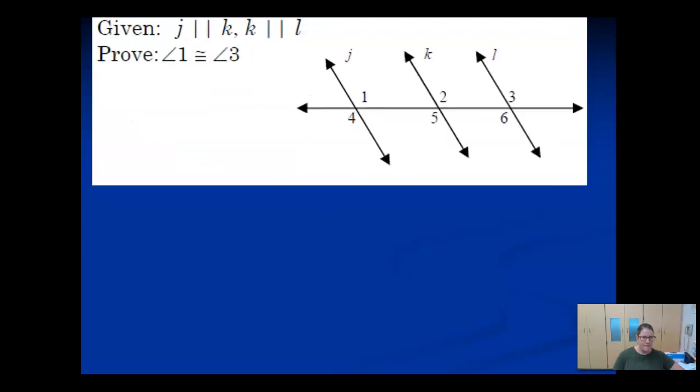Okay? So let's go ahead and try another one. Okay. So on this one we have 3 lines, J and K and L. My given information is that J is parallel to K, so this line is parallel to this line. And then I'm also given that K is parallel to L, so those are all given information. I want to prove that angle 1, so this angle right here, is congruent to angle 3, so that one.